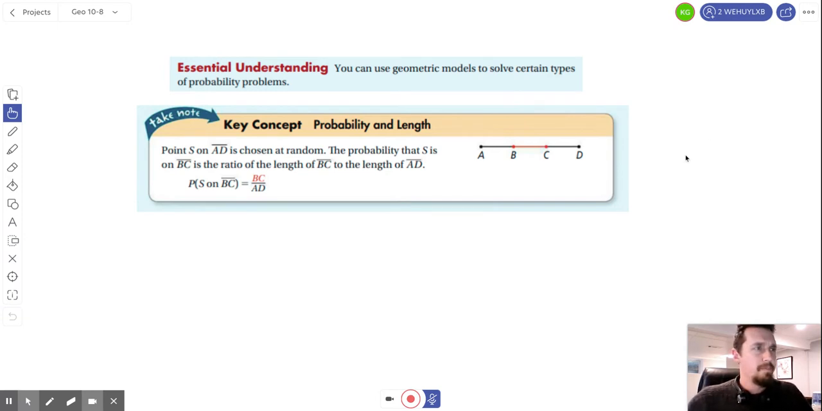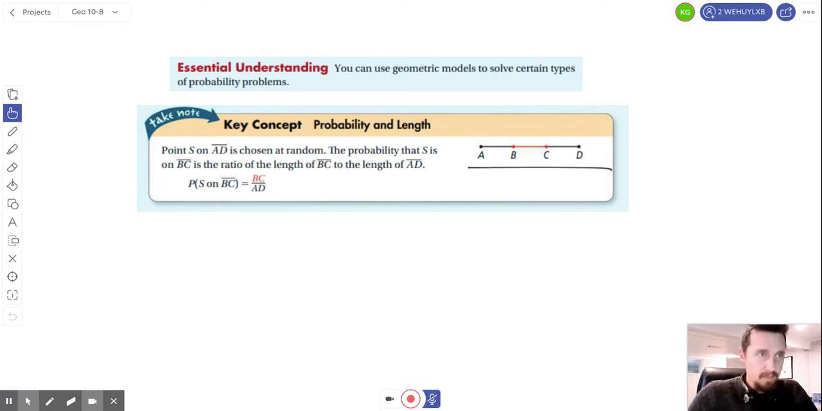Now, we're talking about geometric probability. So how can we model probability with geometric models? Or how can we model probability problems with geometric models? Here's an example.